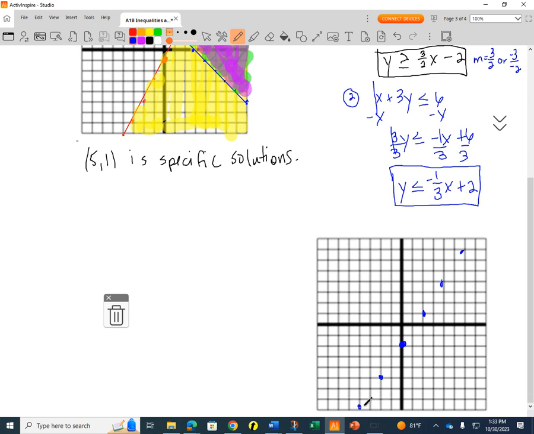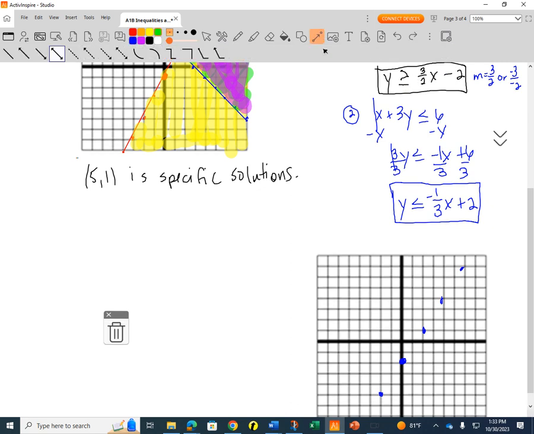Now this first one is going to be a solid or a dotted line? Solid. Yeah, if it's got a line under it, it's a solid line. So that's right. It's going to be a solid line.